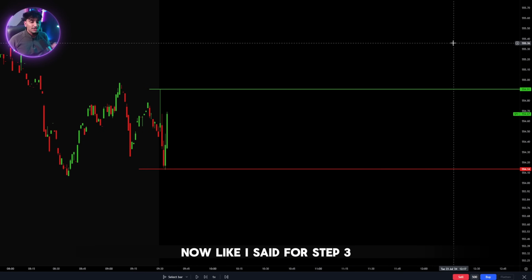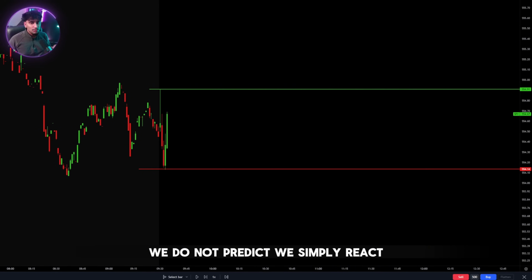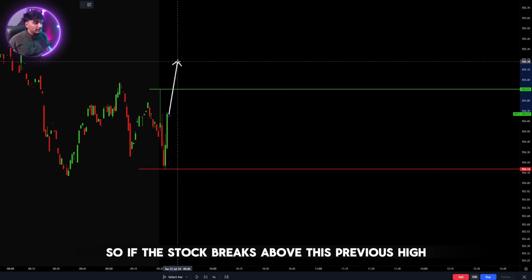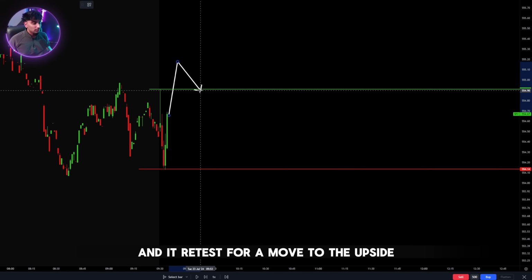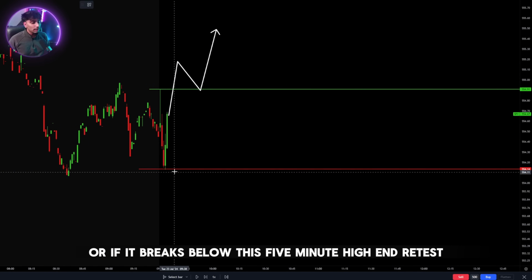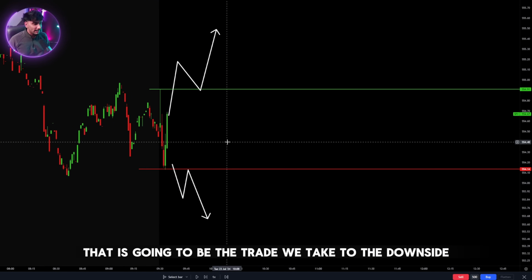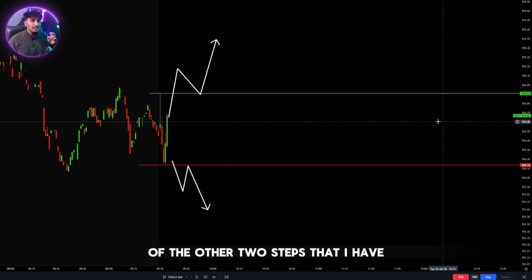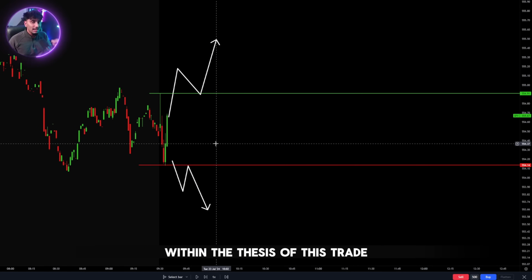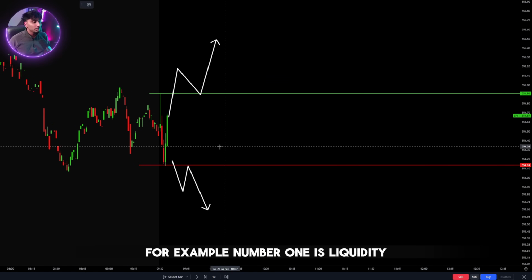Now, like I said, for step 3, we do not predict, we simply react. So if the stock breaks above this previous high and it retests for a move to the upside, that is going to be the trade that we take. Or if it breaks below this 5-minute low and retests, that is going to be the trade we take to the downside. Notice how there's multiple factors of the other 2 steps that I have within the thesis of this trade. For example, number 1 is liquidity.